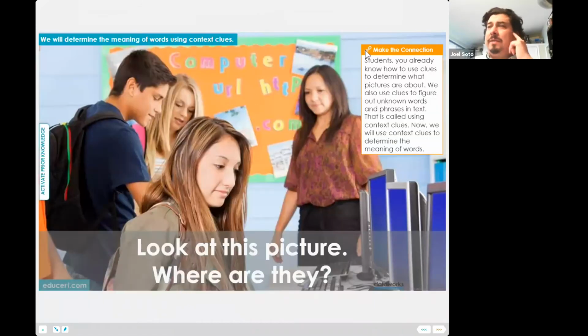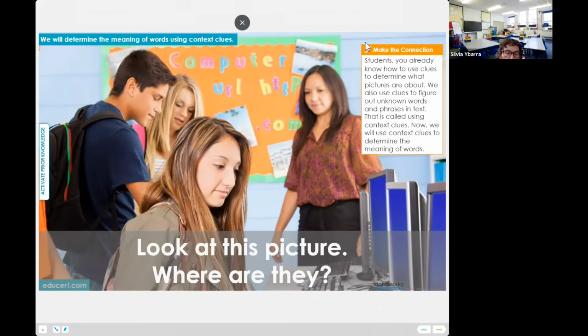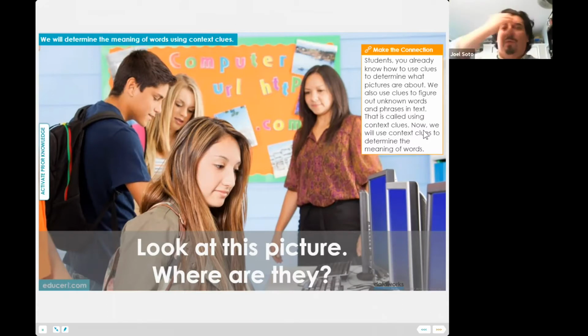Let's move on. This is activate prior knowledge. Students, look at the picture. Where are they? Everyone be prepared to answer. You do your random selection. Here, there's no script here. Here's just an idea of what we're going to go here with. This is just an idea. You can paraphrase it if you want to read it. Fantastic. If you don't, that's okay.